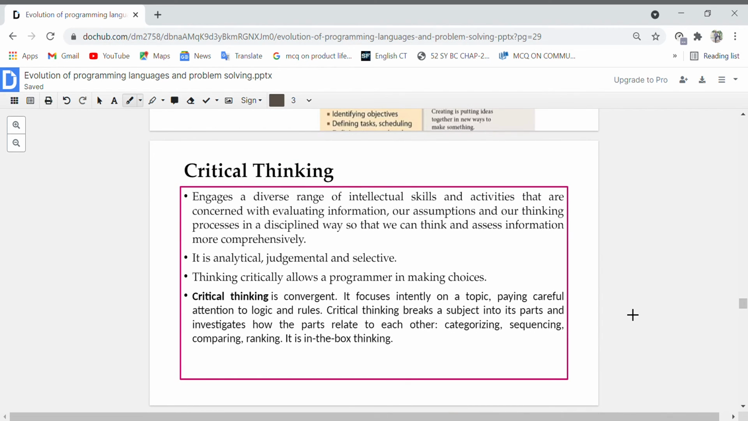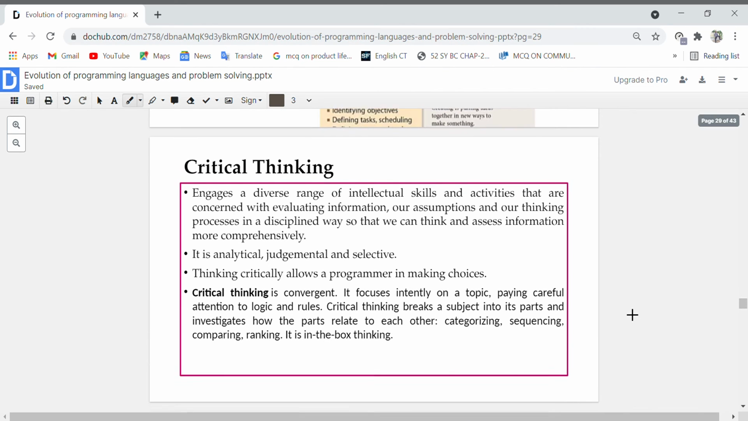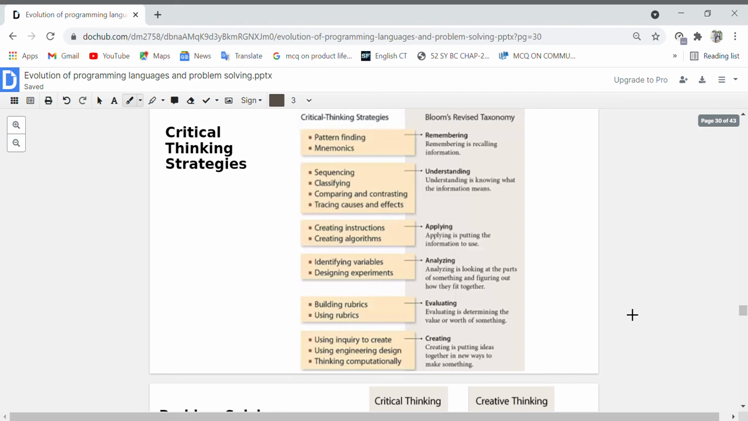So what is critical thinking? Critical thinking is quite analytical, judgmental, selective. It is convergent. So how can we define critical thinking? Critical thinking is the process of a diversified range of intellectual skills and activities that are concerned with evaluating information and assumptions. If you want, you can take a screenshot too. So these are some of the critical thinking strategies which you can follow.